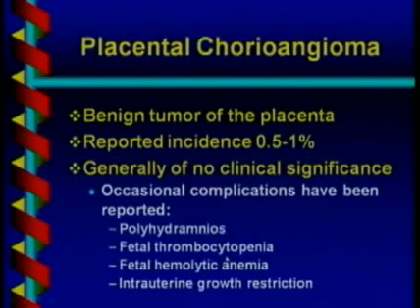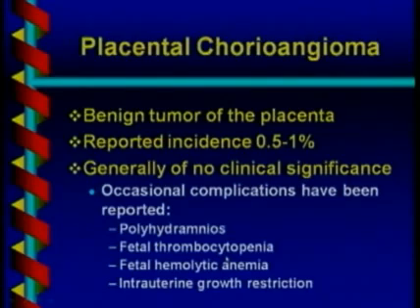Placental chorioangiomas occur in about 0.5 to 1% when the placenta is looked at pathologically. It's a benign, quite vascular tumor of the placenta. We often don't see them, especially late in pregnancy, because the placenta is heterogeneous. If it's heterogeneous, the chorioangioma may not stand out that clearly.